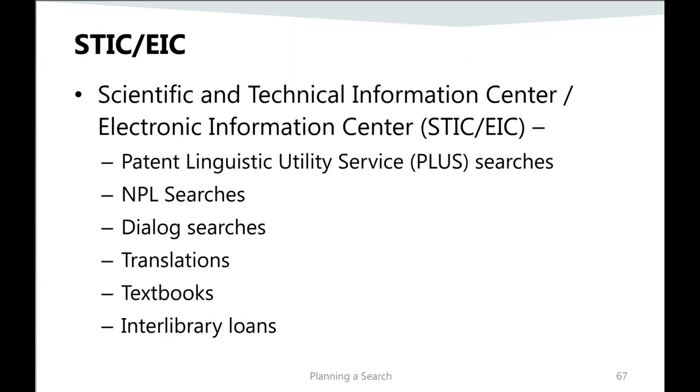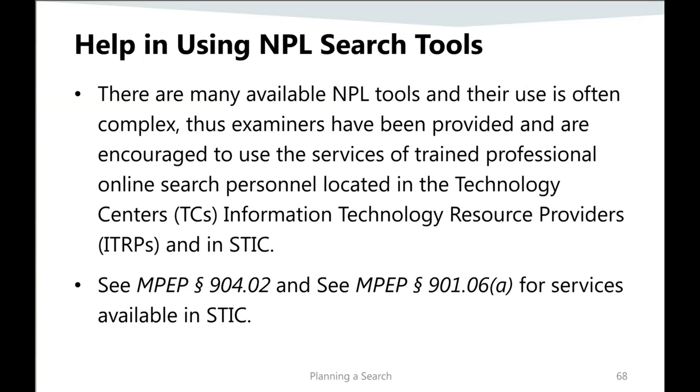The Scientific and Technical Information Center and Electronic Information Center, more commonly known as STIC and EIC, can provide one-on-one assistance with PLUS, NPL, and Dialog searches, plus translations of foreign references and books located in our library, as well as other libraries via interlibrary loan. Each of the many search tools available to examiners at the USPTO have different advantages, disadvantages, and search syntax. Therefore, examiners are encouraged to use the services of search experts to improve search efficiency and results.